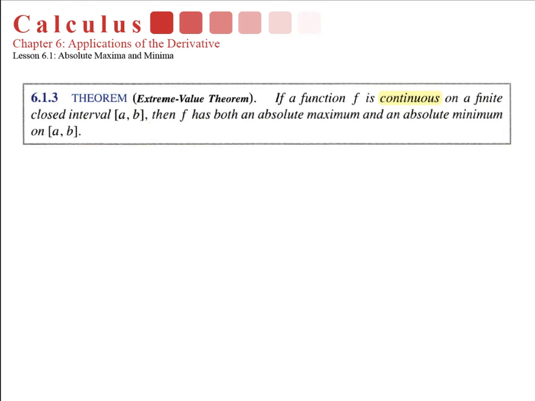The extreme value theorem. If a function f is continuous on a finite closed interval from a to b, then f has both an absolute maximum and an absolute minimum on the closed interval from a to b.